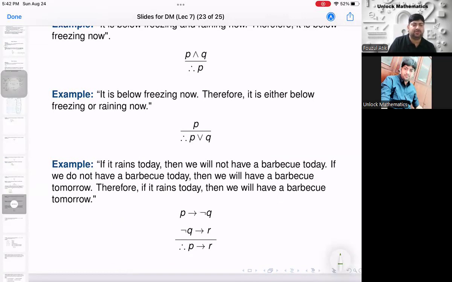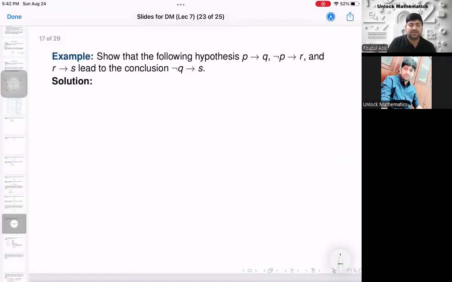We should understand that this is what is happening, and then we'll apply it to bigger, slightly more complicated argument forms and show that they are valid. Our first example is this. The following hypotheses, P implies Q, not P implies R, and R implies S, lead to the conclusion not Q implies S. How do you do that? We have 3 premises here, and we have to show that these 3 premises give the conclusion not Q implies S.